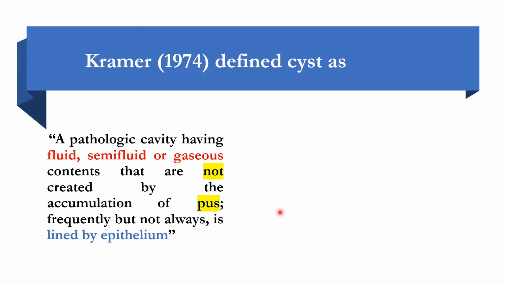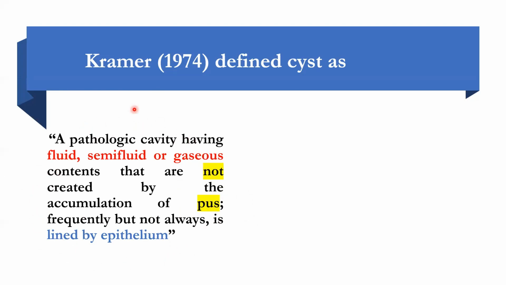And this is not created by the accumulation of pus, which is very important because there is another cavity which is pathological and contains pus, that is nothing but an abscess. So that's how you differentiate a cyst from an abscess. An abscess contains pus and a cyst does not form by the accumulation of pus. And it is frequently, but might not be all the time, lined by epithelium. So that forms the definition of a cyst.